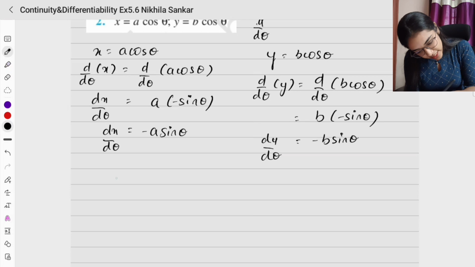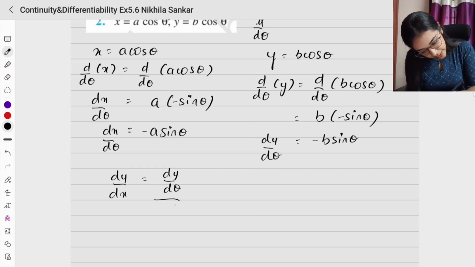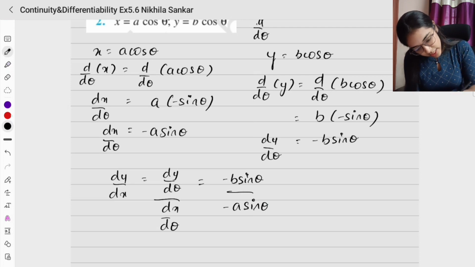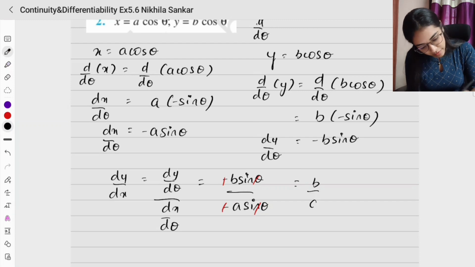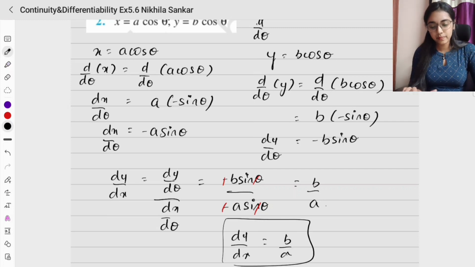But what is dy by dx? dy by dx is going to be dy by d theta divided by dx by d theta. dy by d theta is minus b sin theta divided by minus a sin theta. Minus minus cancel, sin theta cancels. So I'll be left with b divided by a. So this is my final answer. dy by dx equals b divided by a. Please copy.